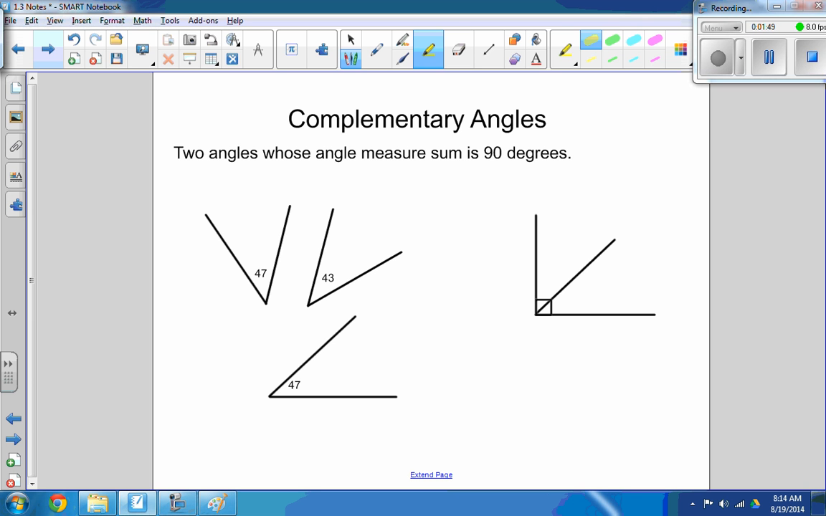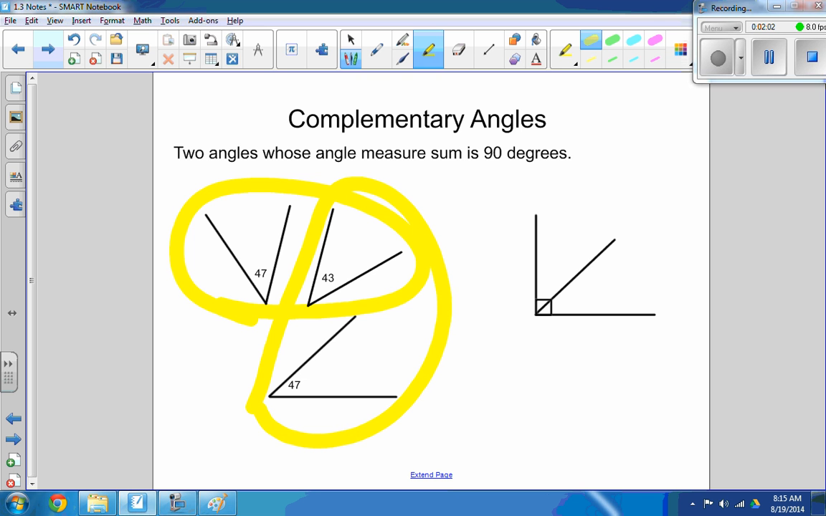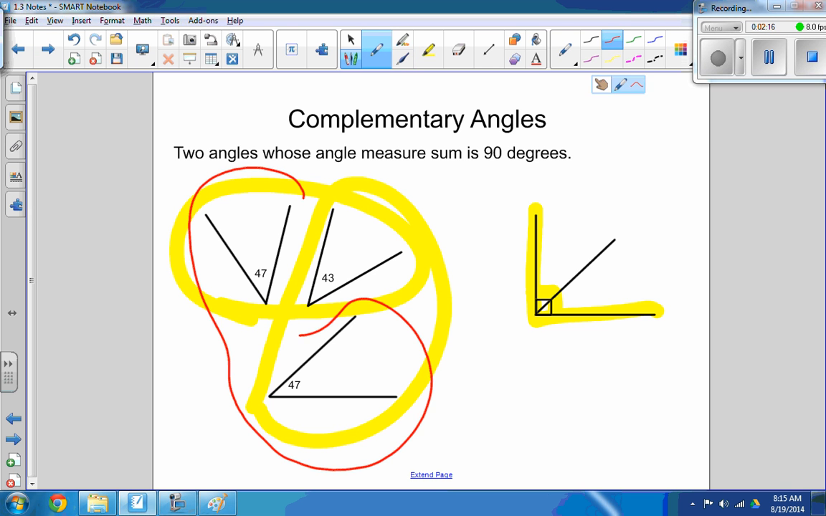Complementary angles. Two angles whose angle measure sum is 90 degrees. So you can see here, these two angles add up to 90. These two angles add up to 90. And then here you've got the box that indicates 90 degrees, thus these are complementary. Now notice, these two angles, 47 and 47 added together, don't make 90 degrees, so those two are not complementary.